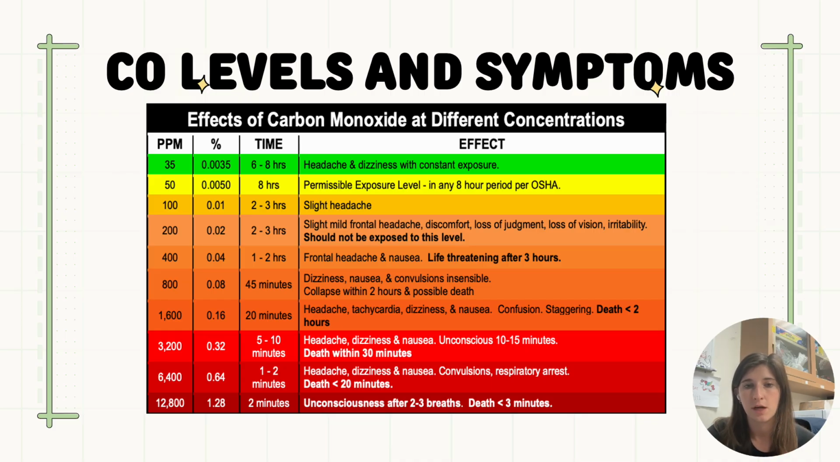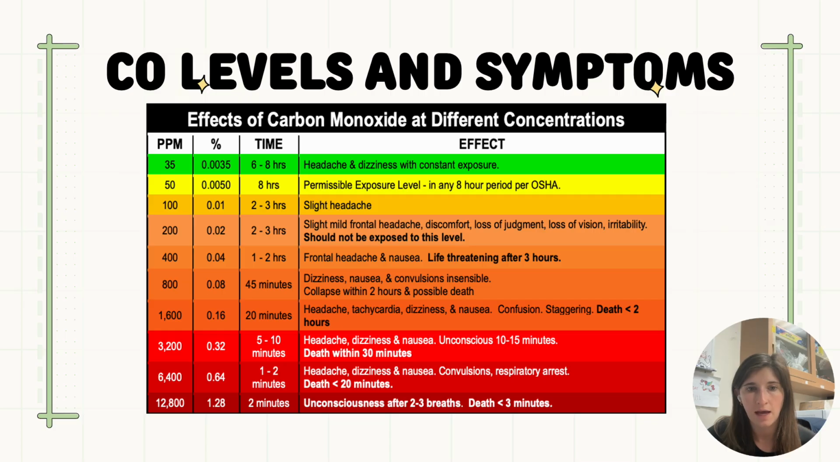The reason that there's this discrepancy between the time of death and the amount of time that people should be exposed is because that time column is telling us the time at which the person will start feeling the effects that are listed in the right column, just in case that was confusing for anyone. At 6,400 parts per million, people will start feeling the effects within 1 to 2 minutes: headache, dizziness, nausea, convulsion, respiratory arrest, and death within less than 20 minutes.